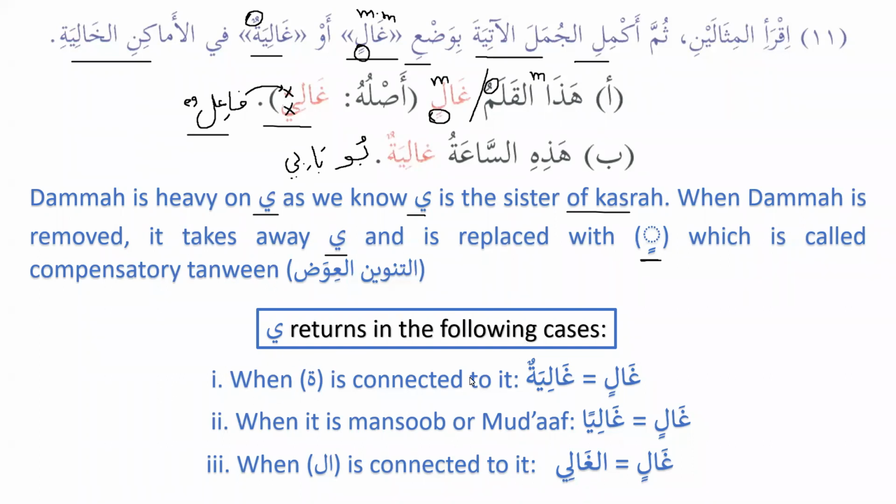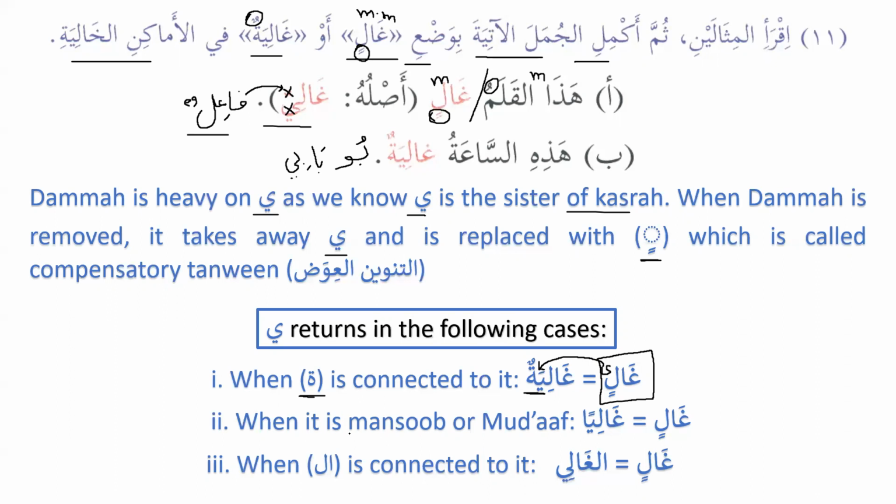Ya returns in the following cases: when ta marbuta is connected to it. The original noun is ghalin. And when you want to say the feminine of this, it will be ghaliyatun. Ghalin, ghaliyatun. Similarly, hadin, hadiyatun. Similarly, wadin, wadiyatun. So any noun that is manqus or defective, when ta marbuta is added to it, then ya comes back. So you remember the ya that was dropped from here? When ta marbuta was added to it, it came back. So this is the first condition when ya comes back.